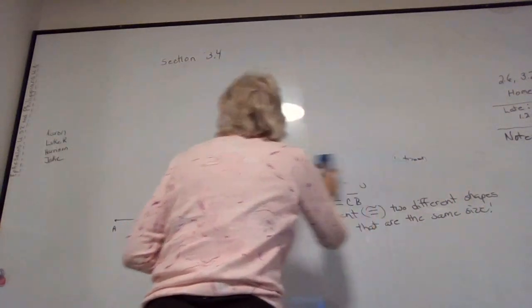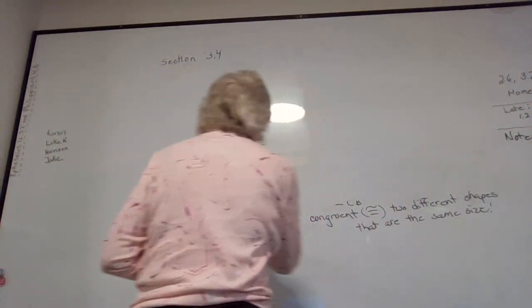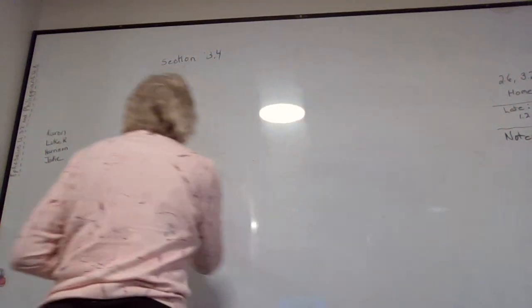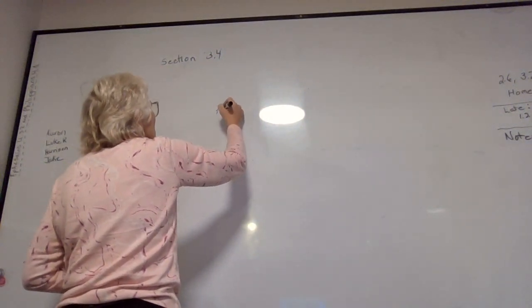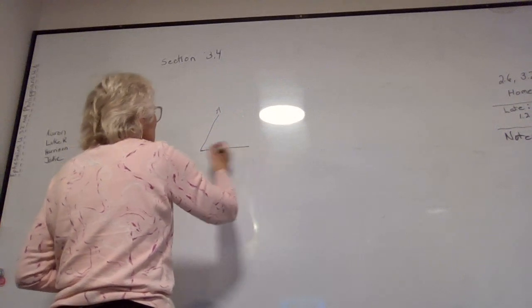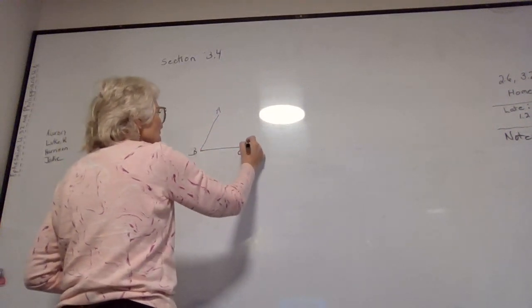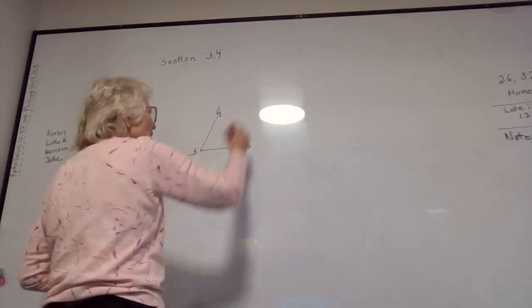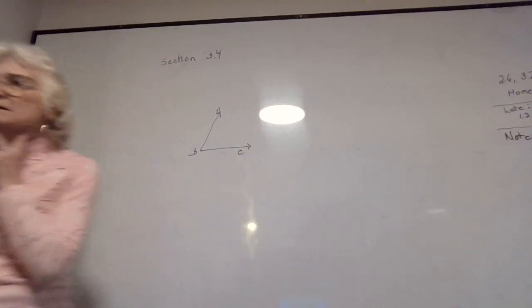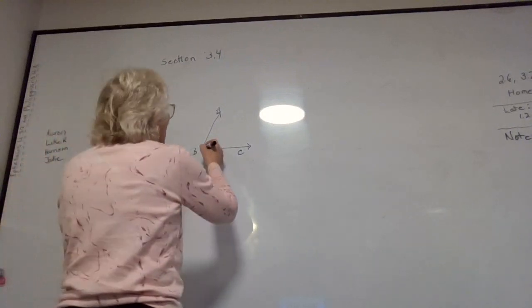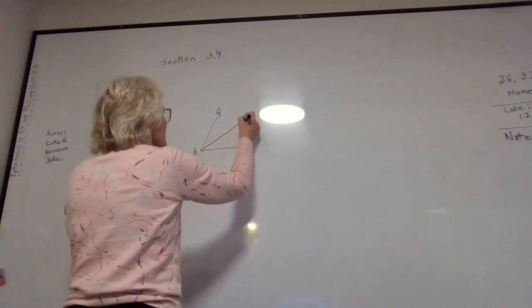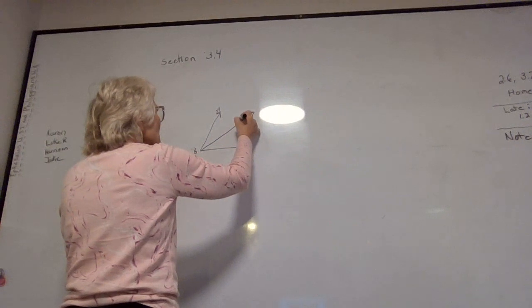Here's my angle. We're going to call my angle ABC. I put in one ray that bisects it. How many are there? Are there two or three or four or five different rays that bisect it? I want to cut it in half. There's just exactly one ray.